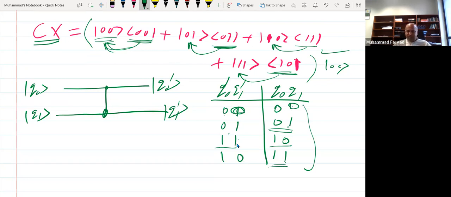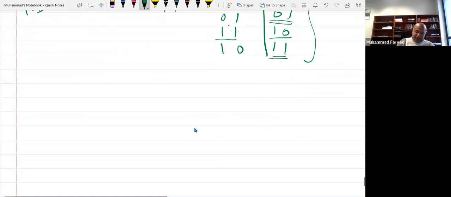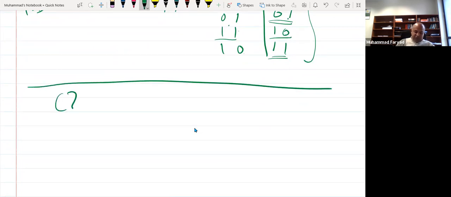Okay, so does everybody get this idea? Yes, sir. Perfect. So let me take a couple of other examples. For example, if I have this controlled Z gate, let's see, can we now write its operator form in Dirac notation directly?